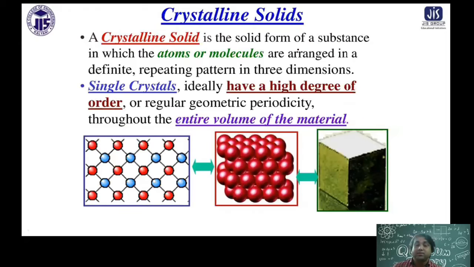What is a crystalline solid? In a crystalline solid, atoms or molecules are arranged in a proper way, because a crystalline solid has a very definite size and shape. So to make a crystalline solid, the atoms or molecules, atoms if it is an atomic crystal, molecules if it is a molecular crystal, are arranged in a regular periodic manner.